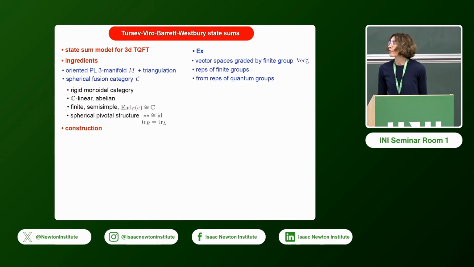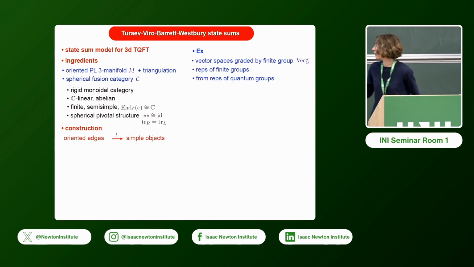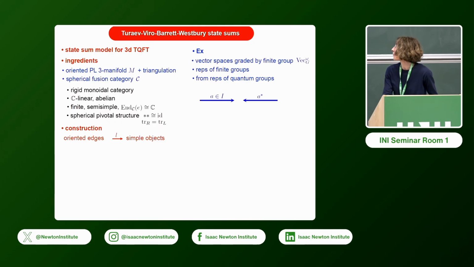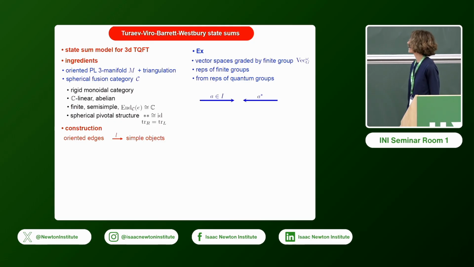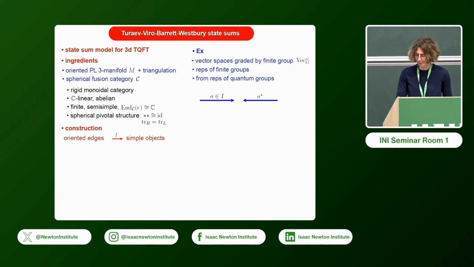Okay, and then how does the Turaev-Viro-Barrett-Westbury state sum work? So one assigns simple objects to oriented edges, and I'll always denote this by the letter L for labeling. We don't just take any simple objects, but we pick a set of representatives I of the simple objects, and we assign this to an oriented edge, and if we reverse the orientation of the edge, we take the dual object.